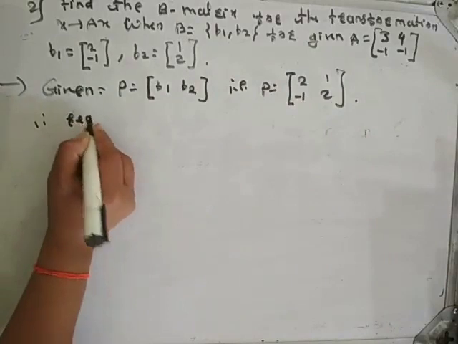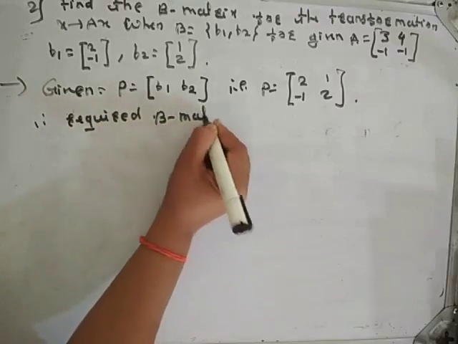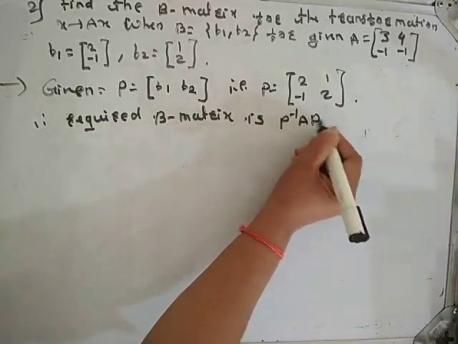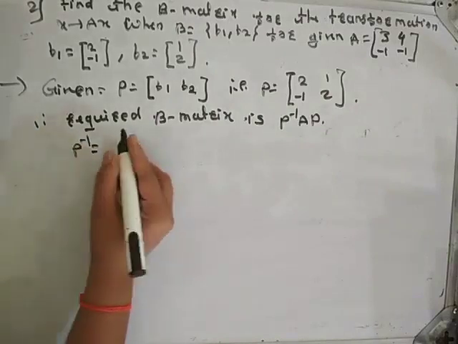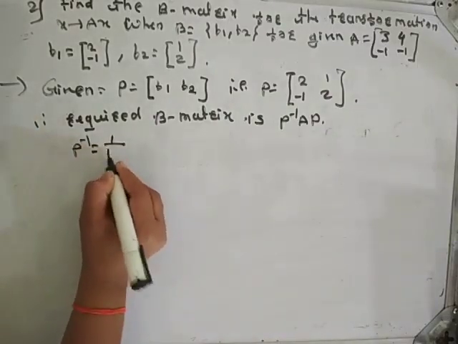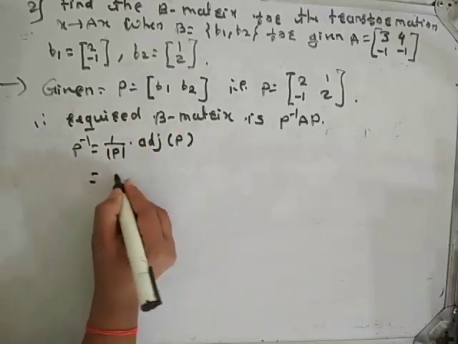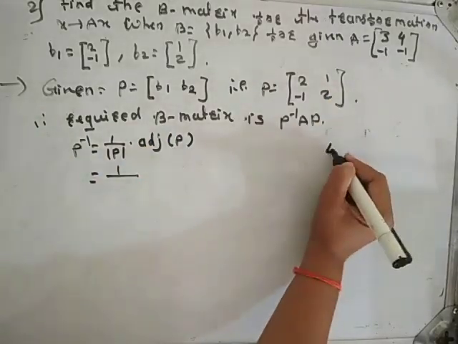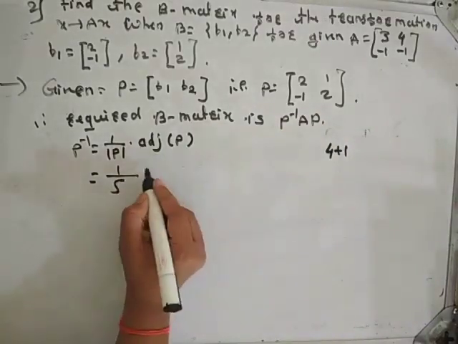Therefore, the required B matrix is P inverse AP. First of all, we will find P inverse. P inverse is nothing but 1 upon determinant of P into adjoint of P. Determinant of P is 4 plus 1, so this is 5.